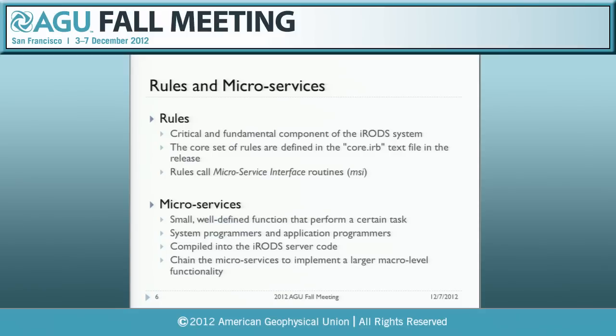So what are rules and microservices? The rules are a critical and fundamental component of the iRODS system, and rules use microservices as interface routines to execute a particular job. A microservice is a small, well-defined function that performs a certain job, and systems programmers and application programmers can develop these microservices and compile them into the iRODS server code. Another feature is that one can chain these microservices and execute a series of tasks with one rule.